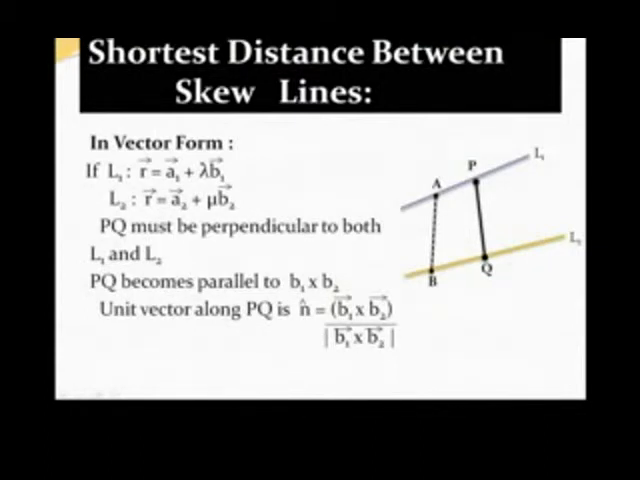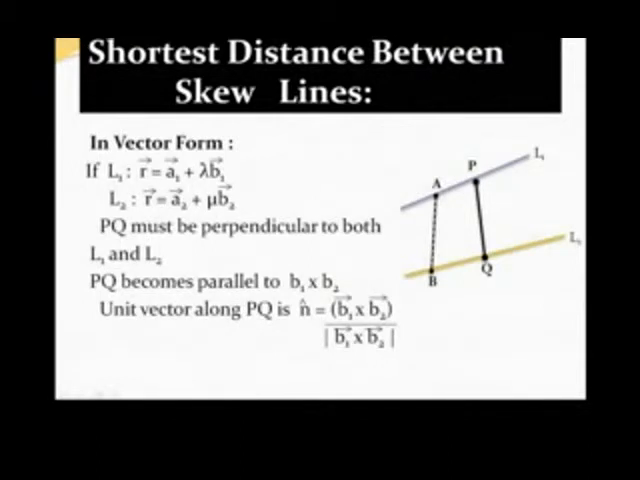This is because this line is parallel to b1, this line is parallel to b2, and so a line which is perpendicular to both b1 and b2 is b1 cross b2. Thus PQ becomes parallel to b1 cross b2. Also, if we try to find out the unit vector along PQ, then it is n cap equal to b1 cross b2 divided by the modulus of b1 cross b2. So if we divide this vector by the modulus of this vector, then we get a unit vector which is perpendicular to both b1 and b2 and hence is along the vector PQ. So we have found out the direction of PQ.